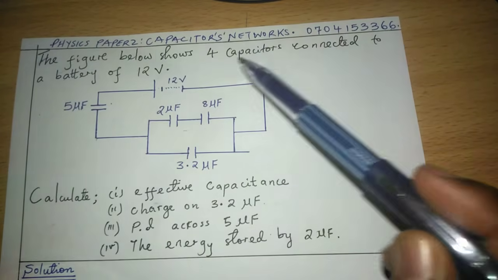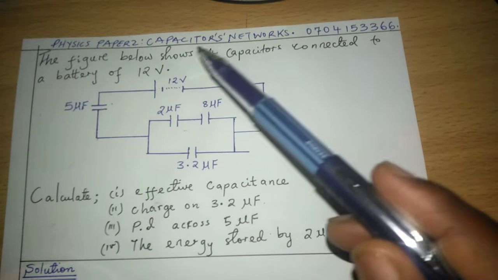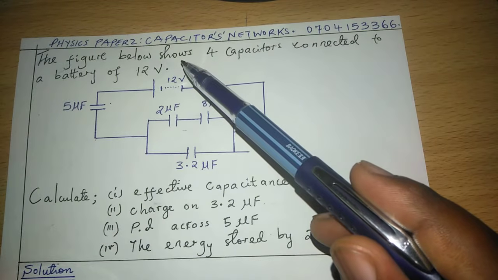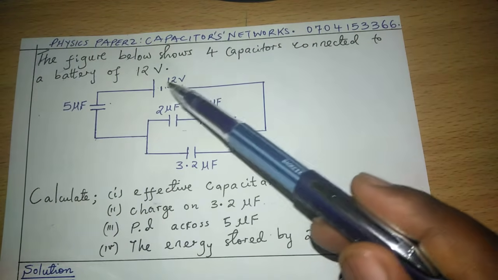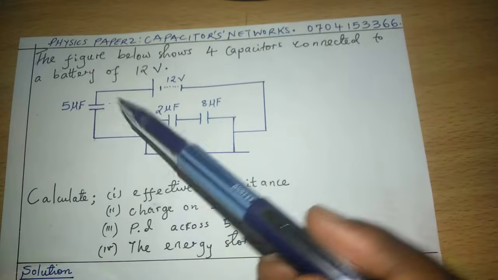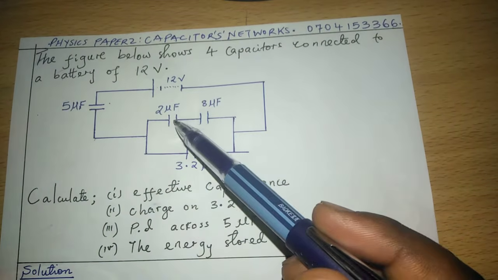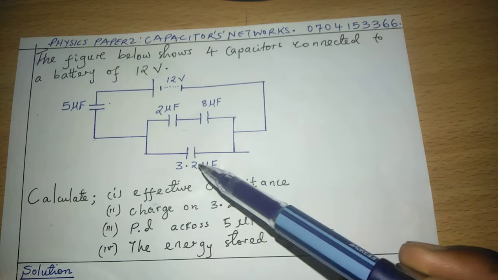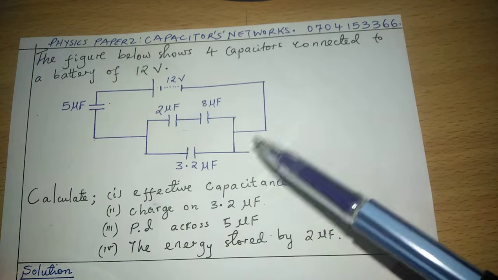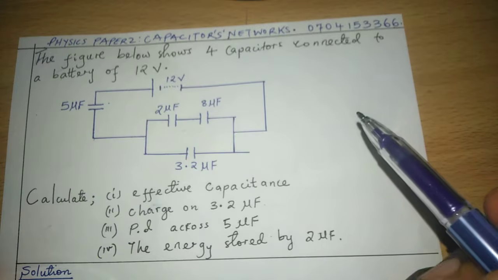The figure below shows 4 capacitors connected to a 12 volt battery. So a battery of 12 volts is connected such that we have a 5 microfarad capacitor, a 2 microfarad capacitor, an 8 microfarad capacitor, and a 3.2 microfarad capacitor. Then we are asked to calculate the effective capacitance.